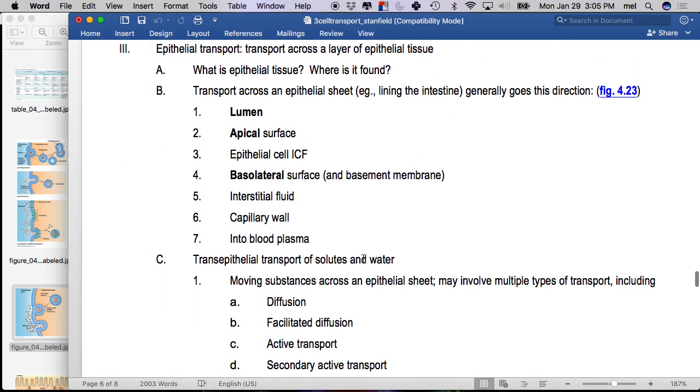Okay, so in order to get something into the human body, can we agree that it has to cross an epithelial membrane? Yes? Epithelial tissue. So now we're going to take all this cell stuff and put it in the human body and try to figure out, if I drink water, how does it get into my bloodstream? If I eat salt, how does it get into my bloodstream? If I eat sugar, how does it get into my bloodstream?